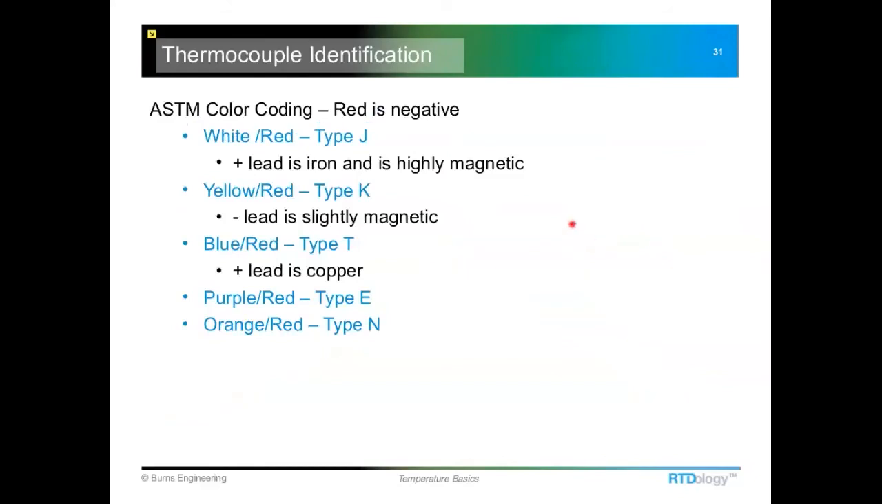And this is the ASTM color coding. There's also an IEC standard, which is a little bit different. The only one I didn't show on there was this type N, which is used more and more frequently. So it's going to be orange and red rather than the type K, which is real similar to it, which is yellow and red.